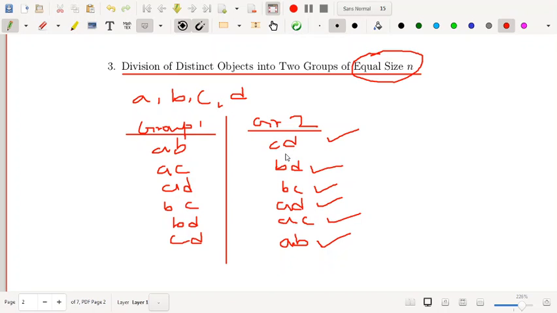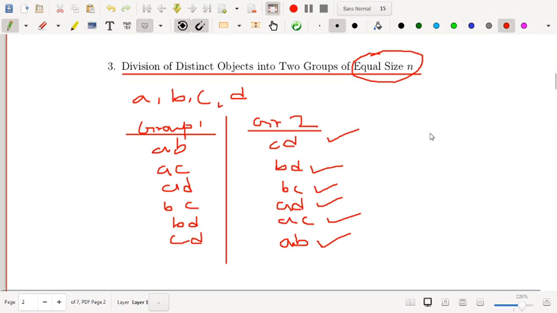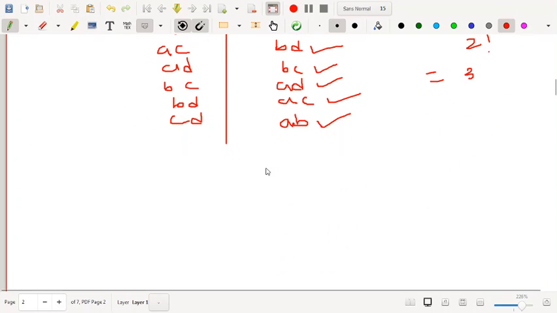So I am taking the division of 4 objects ABCD into 2 equal groups, but these are the same. So what is the actual number of ways? The actual number of ways is factorial 4 by factorial 2 by factorial 2, divided by 2, because these are the same division. That result will give you 3. Actually there are 3 divisions. Clear?